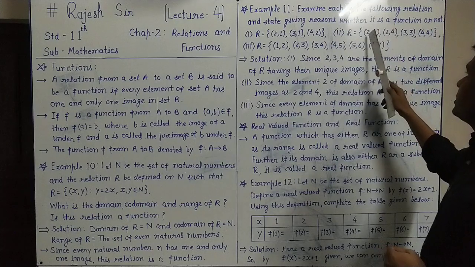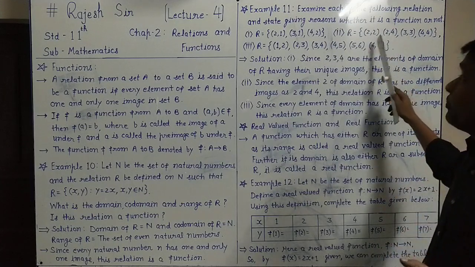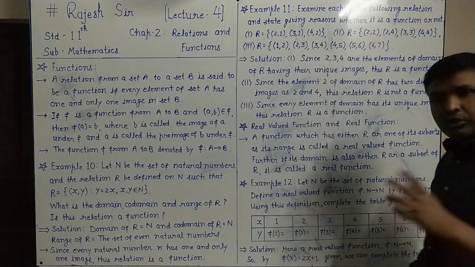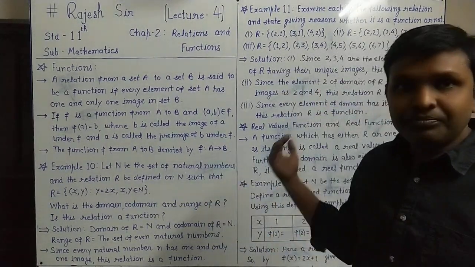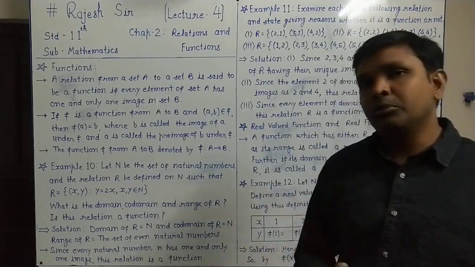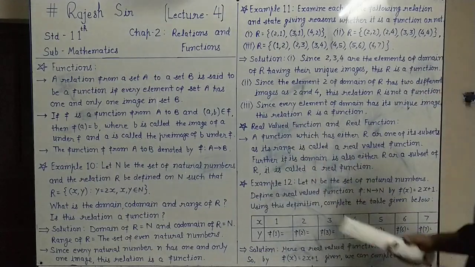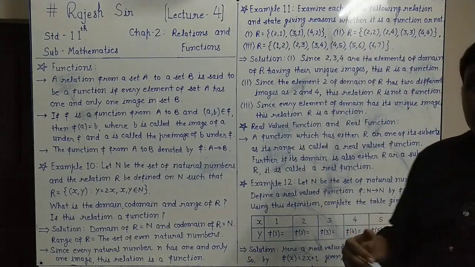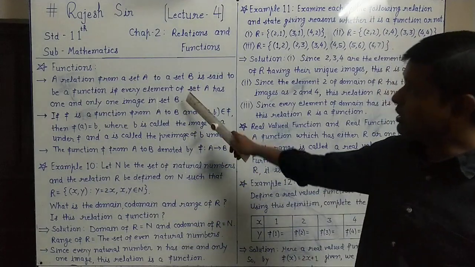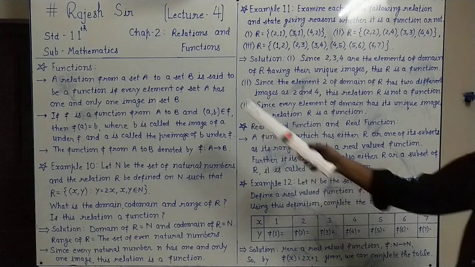The second is not, because its element 2 has 2 different images, and the third relation is also a function because every element of the domain has one and only one image. So this way we can look at relations and decide whether it is a function or not on the basis of this definition.